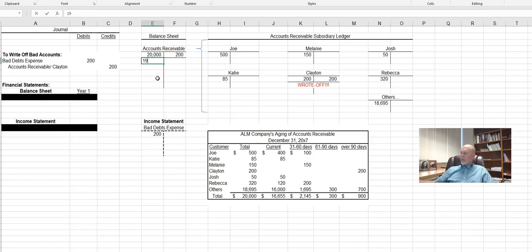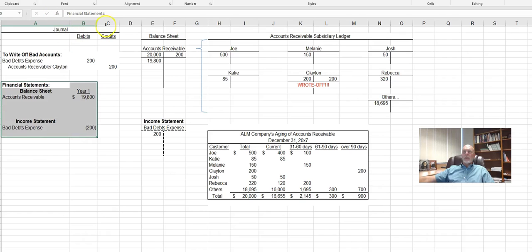again, you would reduce accounts receivable and take it to bad debt expense. Now that lowers the accounts receivable balance to 19,800. And if we were going to make financial statements right now, then the accounts receivable of 19,800 would show up on the balance sheet, and the bad debt expense of $200 would show up on the income statement.